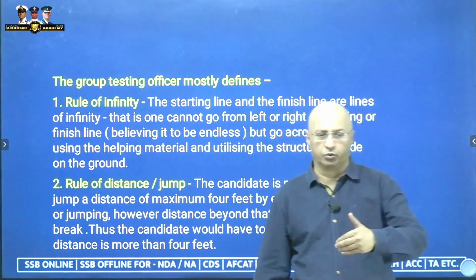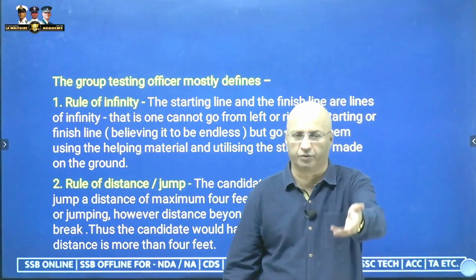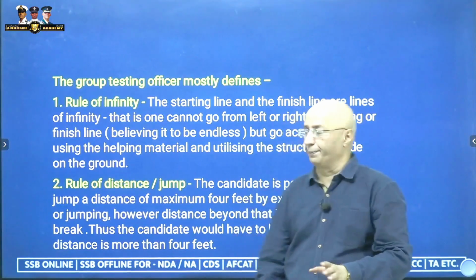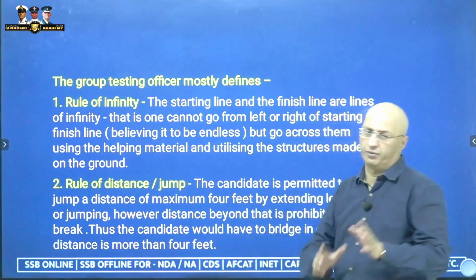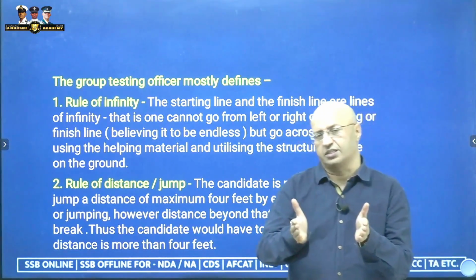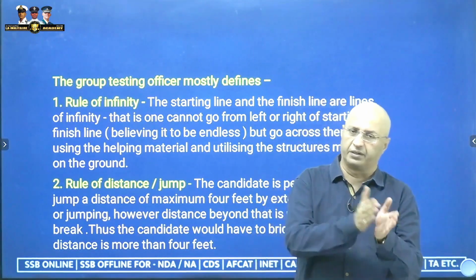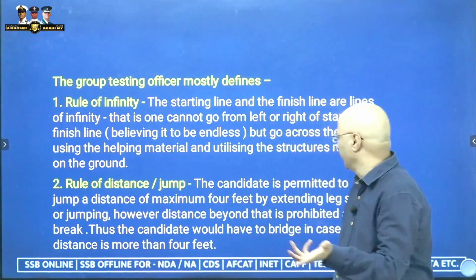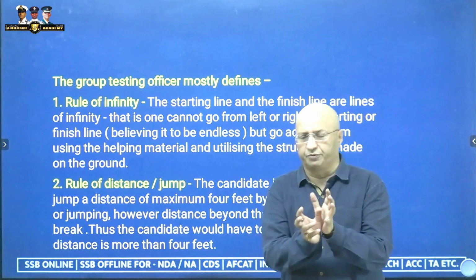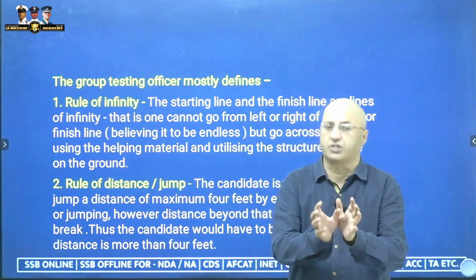Now we come down to the rule of distance and jump. There are times when you will be making helping material and going from one structure to the other, but they allow you a restriction of jumping only for a maximum of 4 feet. So automatically they space the structures such that you will be able to jump and reach there, and thus you will be able to complete it. So this way they try to give you certain freedom as well as certain restrictions.